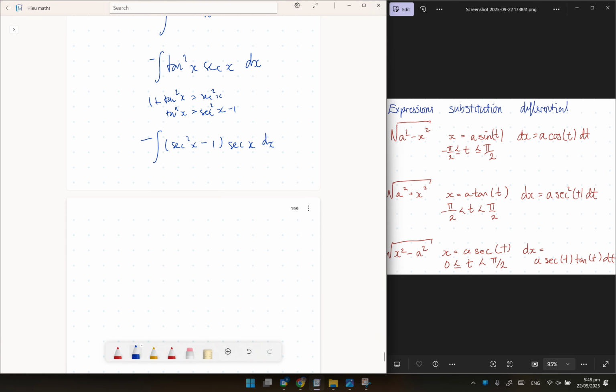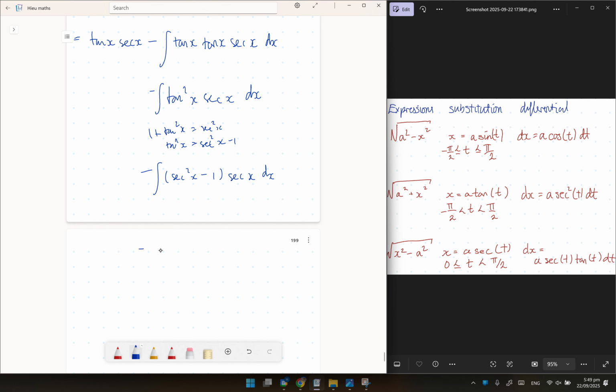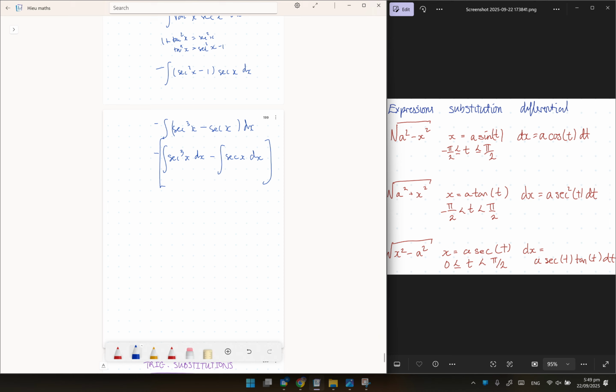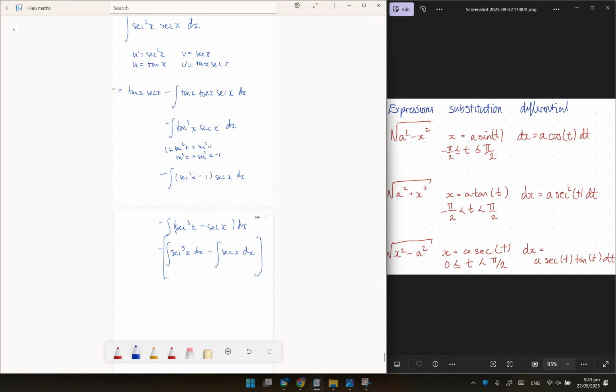And the way this is going to work is we're going to add everything together. So sec squared x multiplied by another sec x would be sec cubed x minus sec x, all multiplied by dx. Okay, so we can split this into the integration of sec cubed x dx minus the integration of sec x dx, right? And now let's rewrite the whole equation. I'm going to show you the magic, okay?